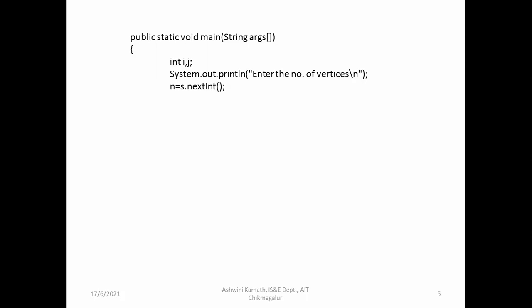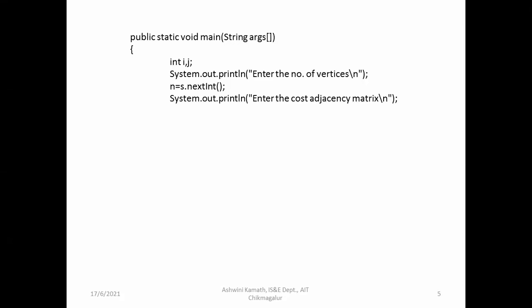It will read that and convert it to an integer here, because we want n in the form of an integer. Otherwise, if you use just next, it will read it in the form of a string. We don't want a string, we want an integer. So n is equal to s.nextInt. It will read the number of vertices.